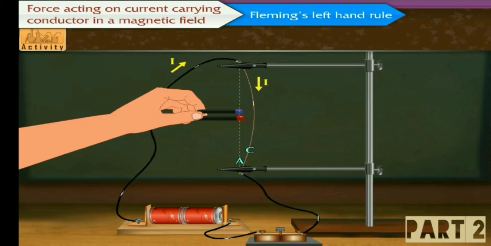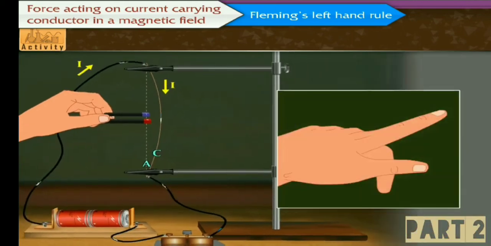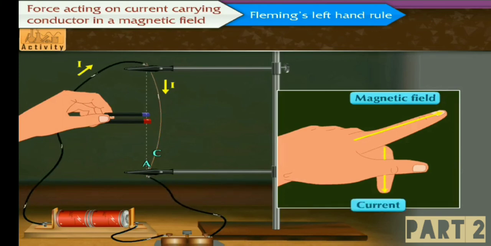Now let us verify the direction of force by using Fleming's left-hand rule. Let us stretch our left hand so that the forefinger, center finger, and the thumb are perpendicular to one another. Now the forefinger is pointing from north to south, that is in the direction of the magnetic field. The center finger is pointing downwards, that is in the direction of the electric current. Now look at the direction of our thumb. The thumb is pointing towards the position C. This gives the direction of force acting on the wire.